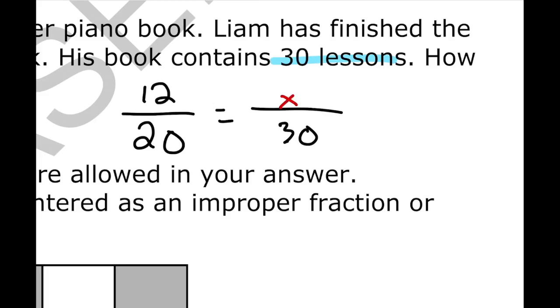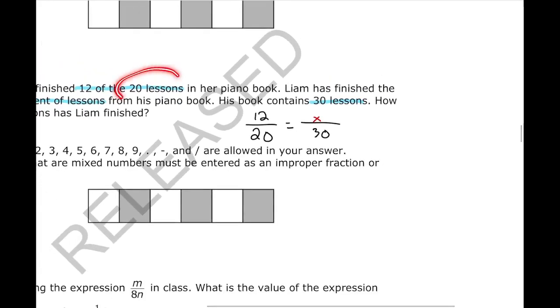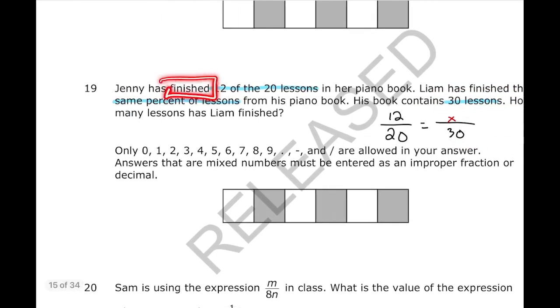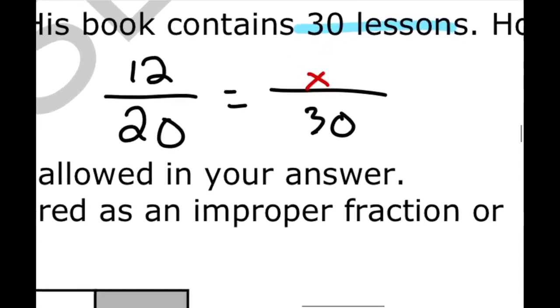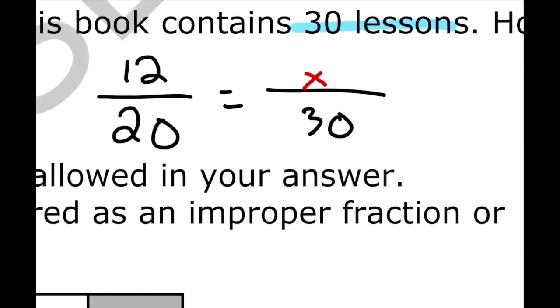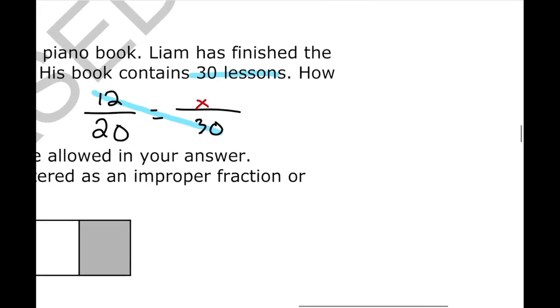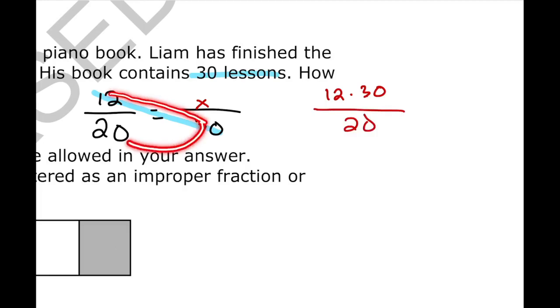Because remember, the bottom number here, the 20 lessons, was the total amount, the 30 lessons is going to be his total amount, and the top represents the amount that's finished. So we could say 12 over 20 equals x over 30, and we can cross multiply and solve there. So if I do 12 times 30, and then I'm going to divide that by 20. Again, we say cross multiply and then divide.